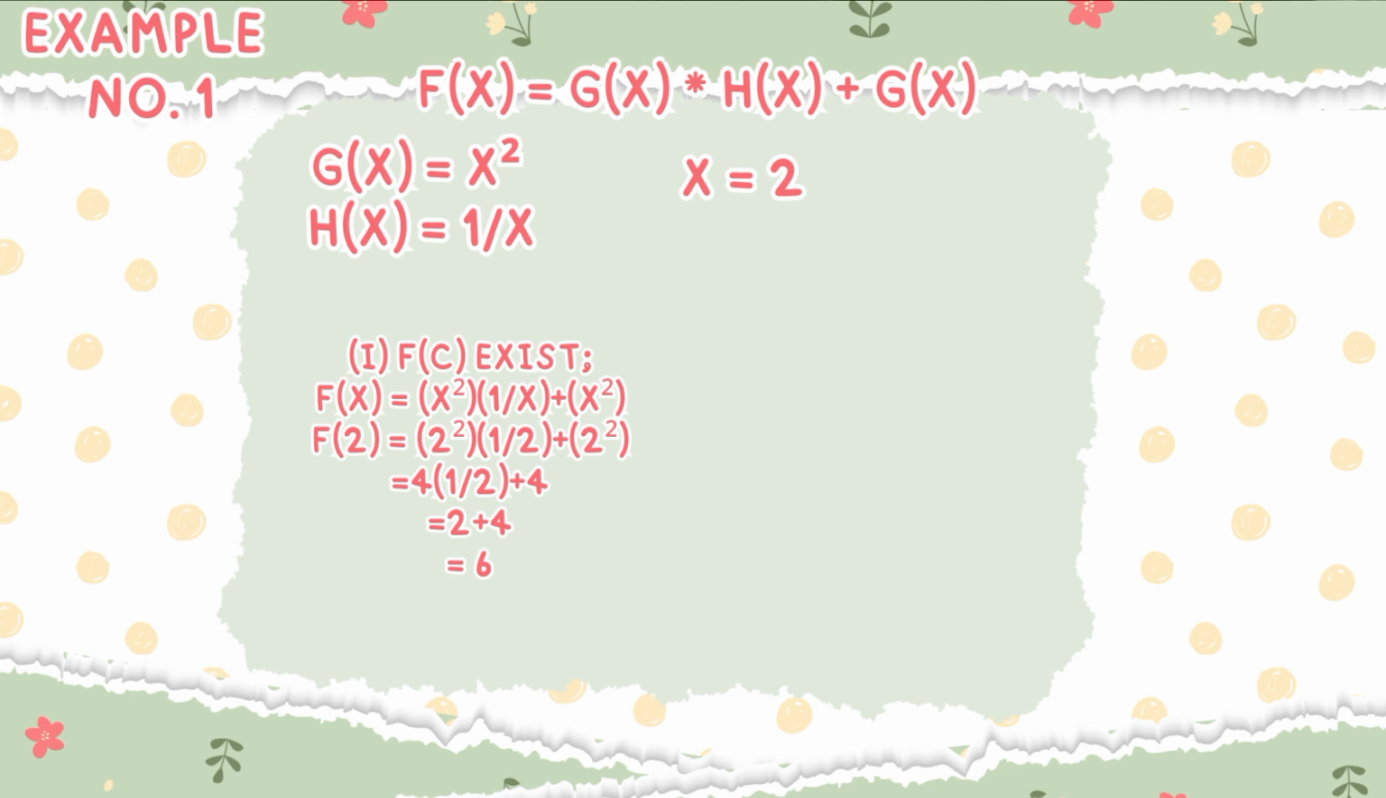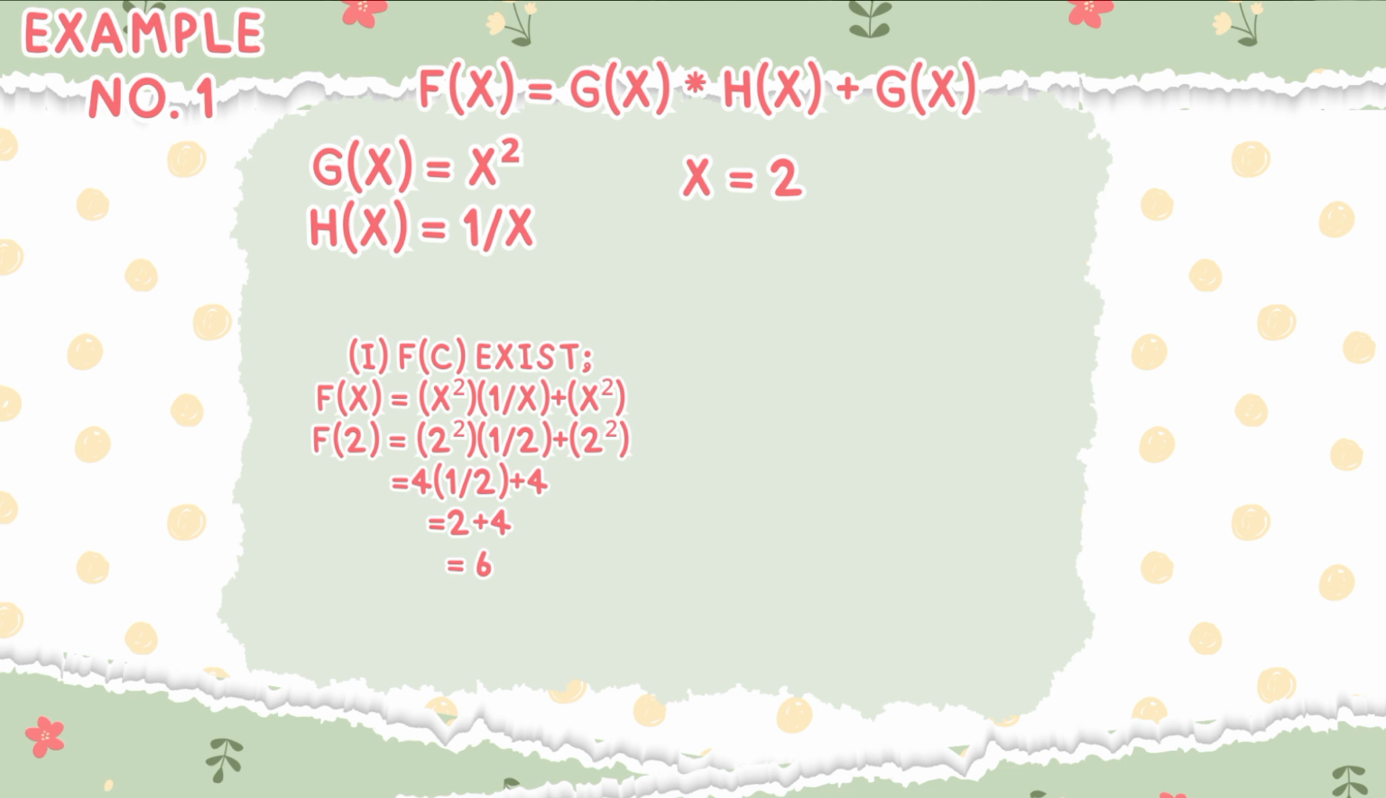What we have here is an example of the given function f of x equals g of x times h of x plus g of x, where g of x is equal to x squared, while h of x is equal to 1 over x. And we need to determine if it is continuous at the point x equals 2. We're going to apply the conditions of continuity.